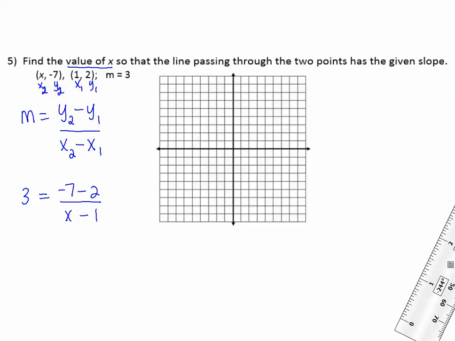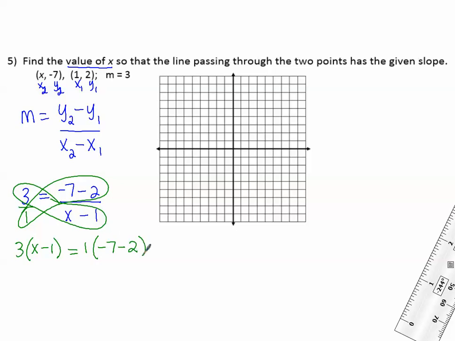How do I solve this kind of equation? Well, if this is a 3, it's like it says 3 over 1, and then I can multiply both sides by this denominator, or cross multiply. 3 multiplied to x minus 1 looks like this. 3 times the quantity x minus 1 equals, 1 is in the denominator here, so it gets multiplied over there. 1 times the quantity, negative 7 minus 2.